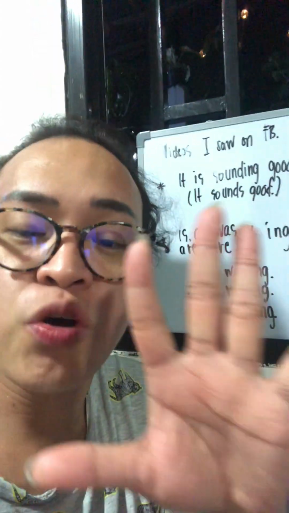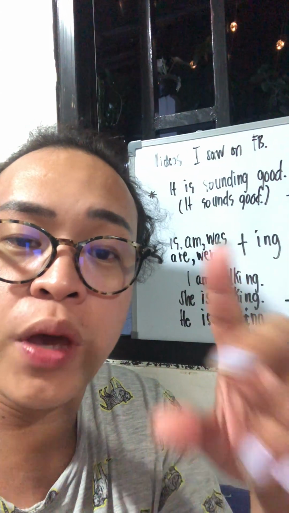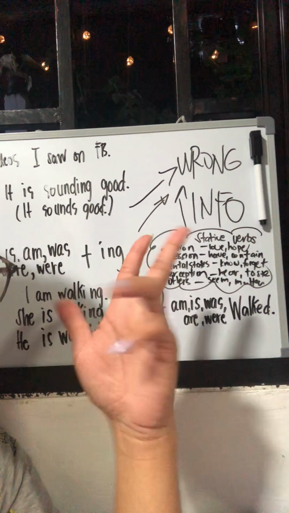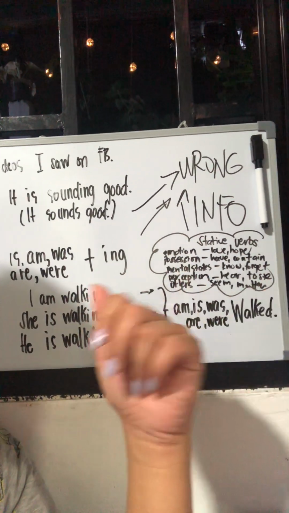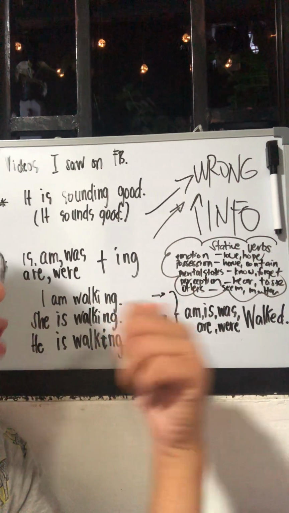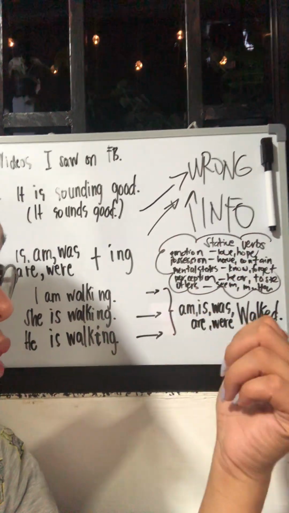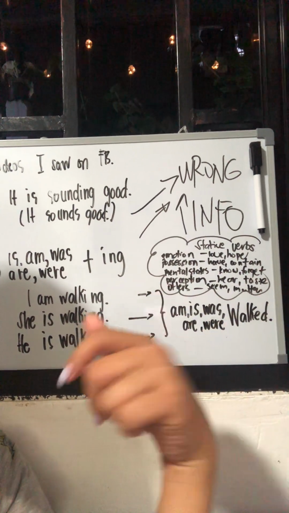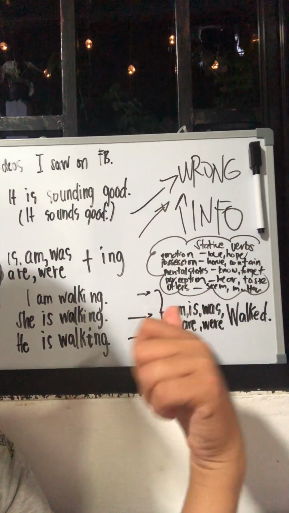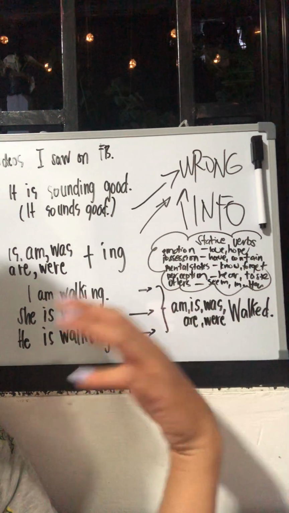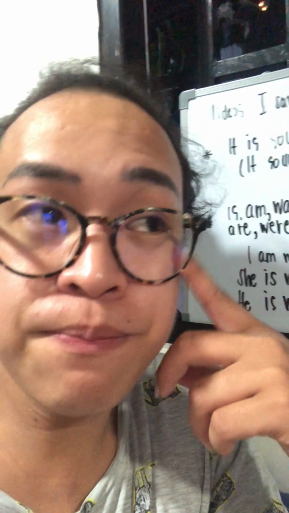There are 5 categories of stative verbs. We have verbs of emotion, verbs of possession, verbs of mental state, verbs of perception, and others. Examples of verbs of emotion, we have love, hope. Verbs of possession, we have have, contain. Verbs of mental states, we have know, forget. Verbs of perception, we have hear, taste, and others like seem and matter.